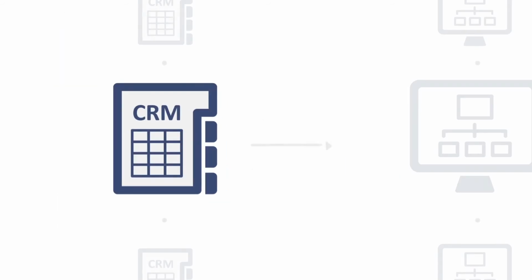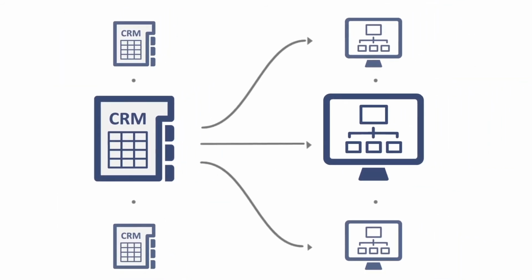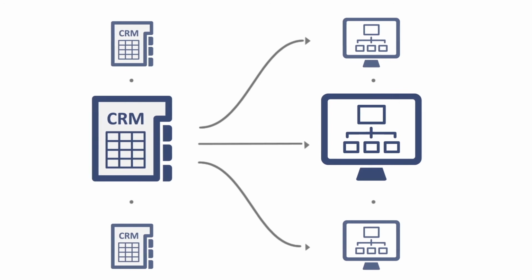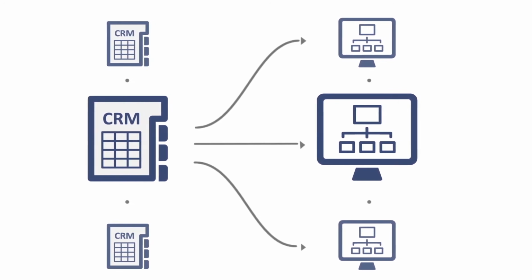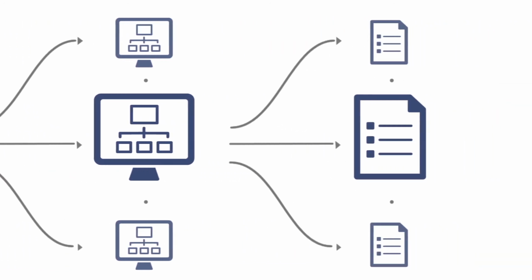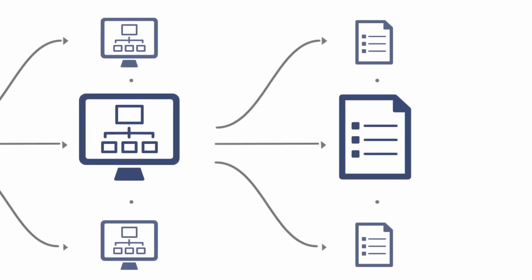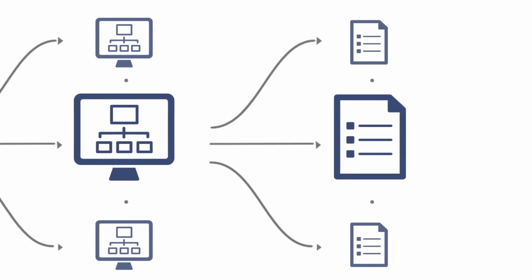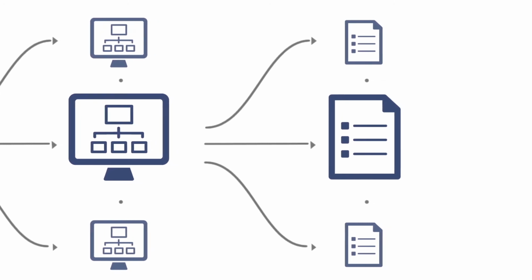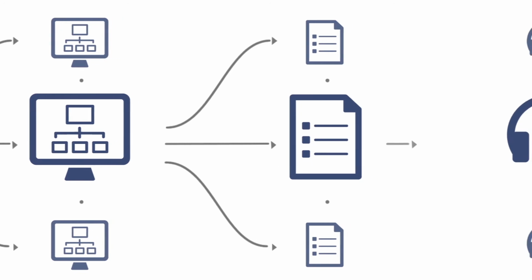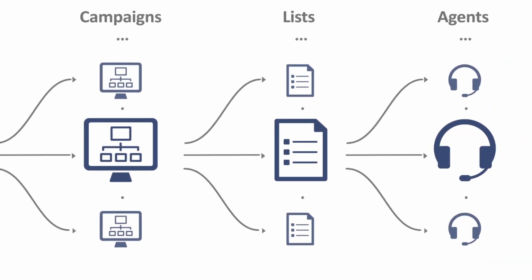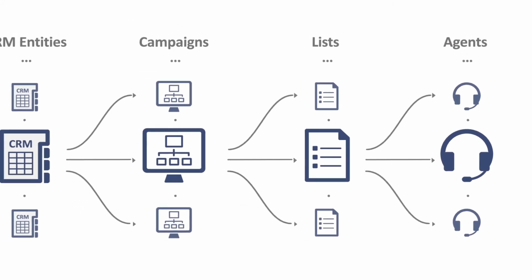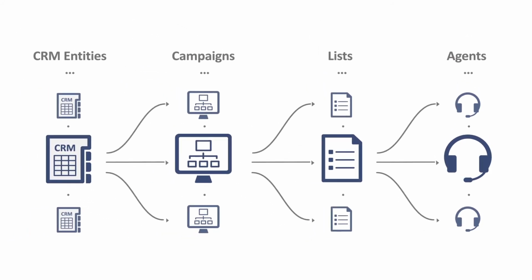Each CRM entity can be associated with any number of campaigns. A campaign is a type of activity or reason to contact people, typically associated with a single script. In turn, each campaign relates to any number of lists, and a list represents a subset of the CRM entity it relates to. Lists are simply a way of segmenting the CRM data by desired criteria, such as geography, demographics, gender, value, propensity, and so on. Lists are the raw material for the dialer.